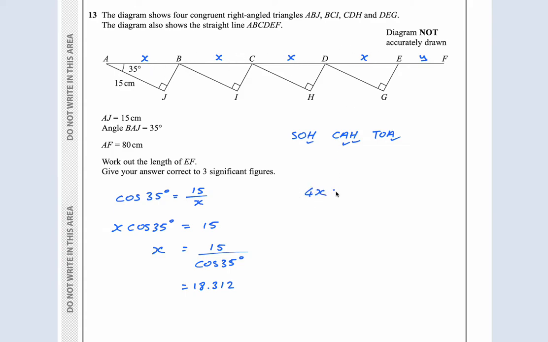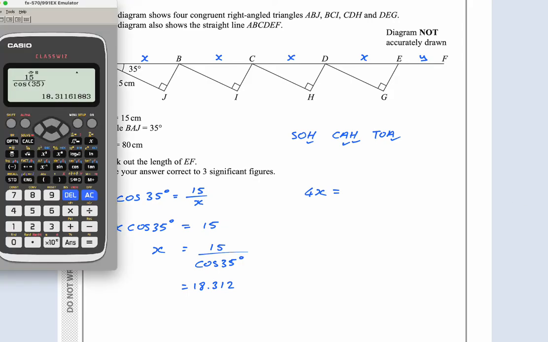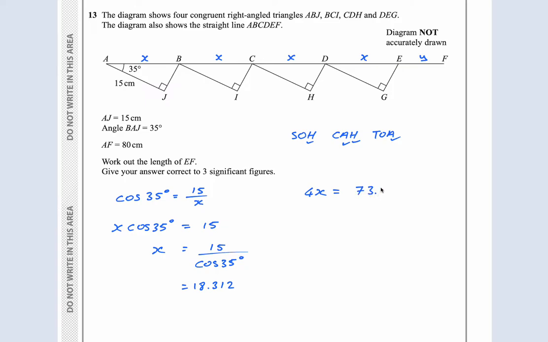Then I'm going to do 1, 2, 3, 4 multiplied by 4. So 4x equals this times 4, which is 73.246. Note, I always put a little bit more numbers down in my working than they want for the final answer, and that way I can't go wrong. So 4x, so this plus this plus this plus this is 73.246. Therefore, what's left for y equals 80, because the total is 80, minus the 73.246.